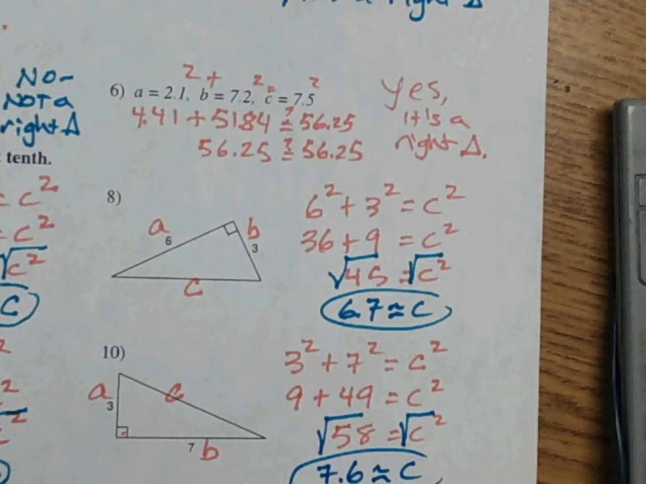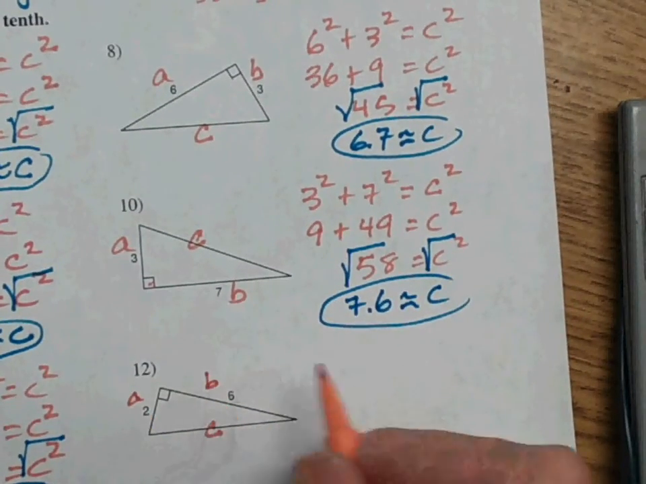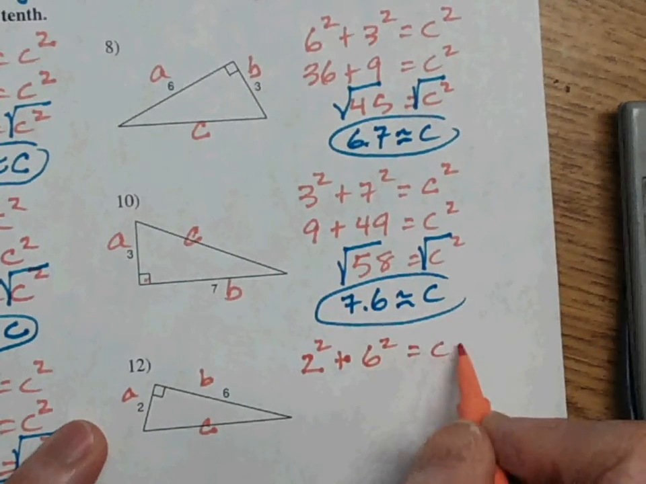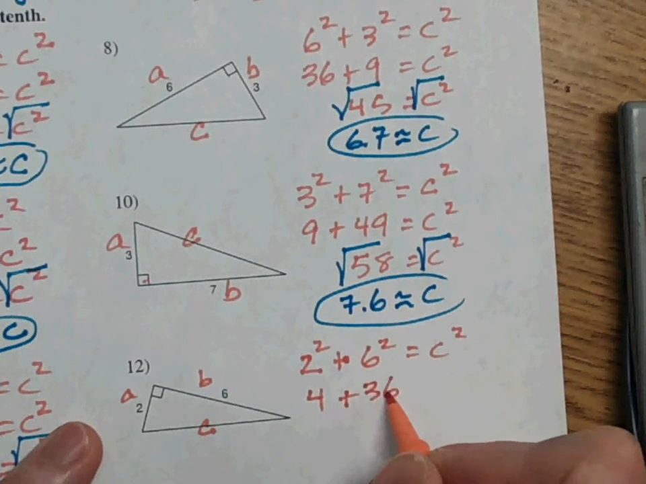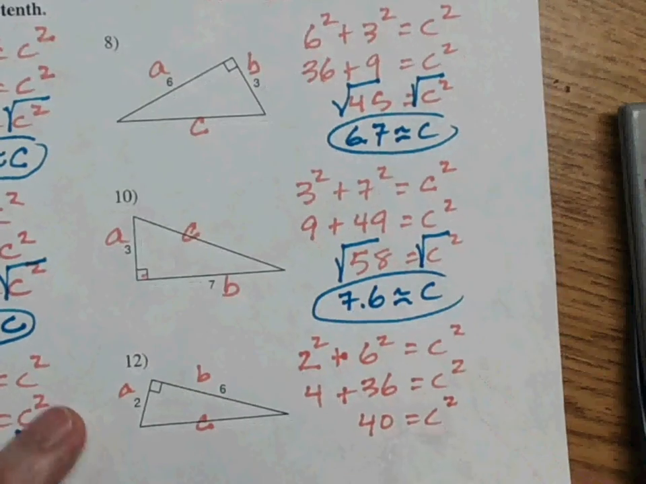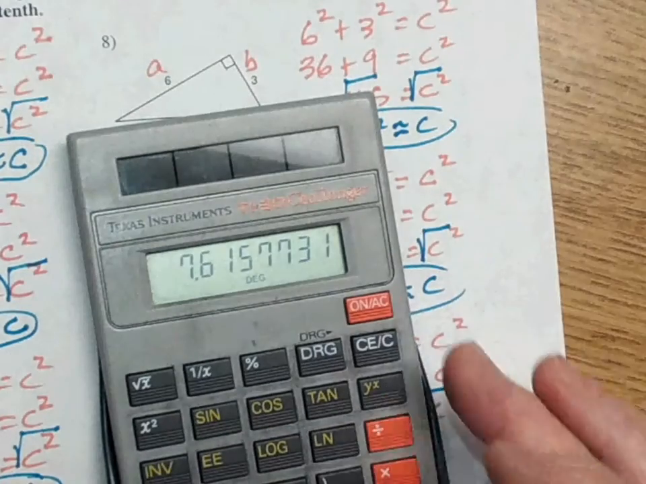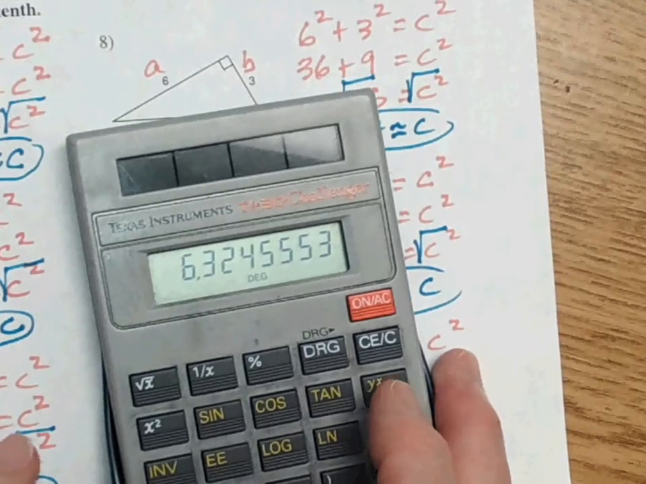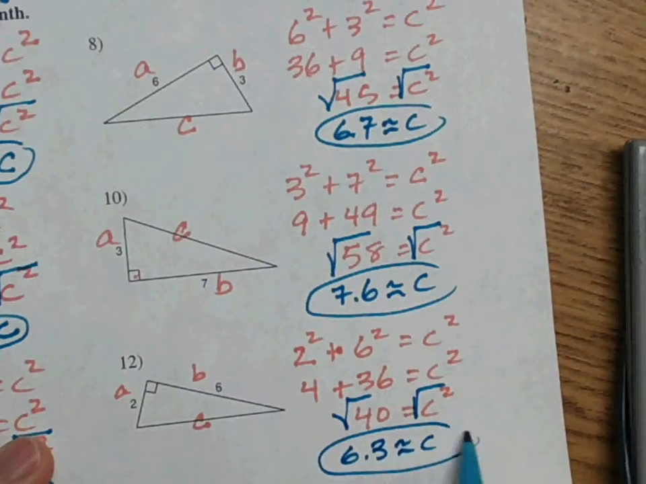All right. And finally, the last one on the page. We know that these are A and B. A squared is 2 squared. B squared is 6 squared equals C squared. 2 times 2 is 4. 6 times 6 is 36. 4 plus 36 is 40. Again, we have a number that is somewhere between 6 and 7. Let's see. The square root of 40 is 6.32. That's closer to 6.3. So it's about 6.3.